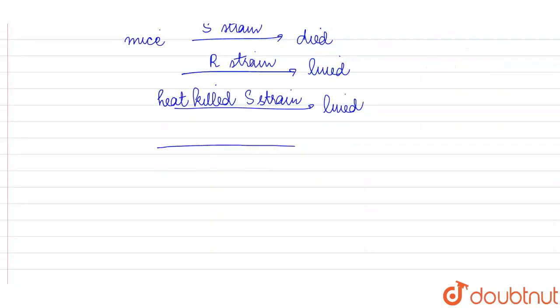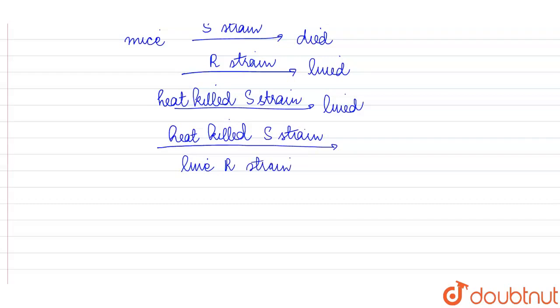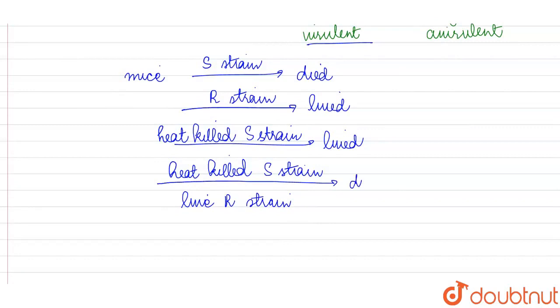But in the next step of the experiment, what Griffith did was, along with these heat-killed S strain bacteria, he took some live R strain bacteria also, and both of these he injected into the mice, and to his surprise what he found was that in this case the mice were dying. So what he concluded was that some substance, some material had passed from this heat-killed S strain to the R strain, which made it capable of synthesizing the polysaccharide coat which is needed to cause pneumonia.